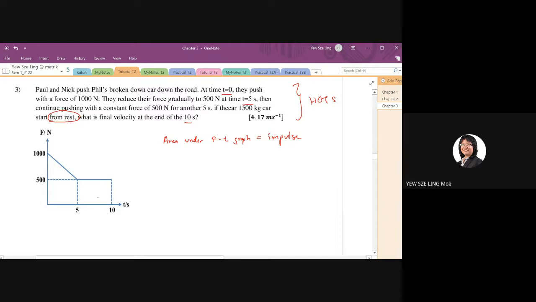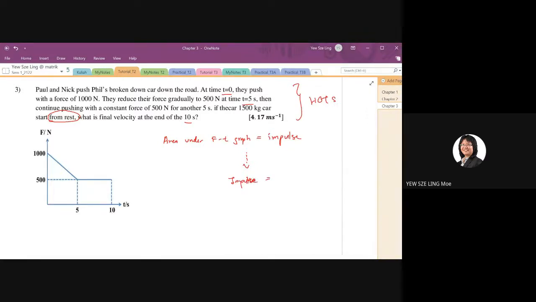Now it's up to you whether you want to split into 3 parts, or split into 2 parts. This part I leave to you. So the impulse, if you calculate it correctly, then you are going to get the impulse.